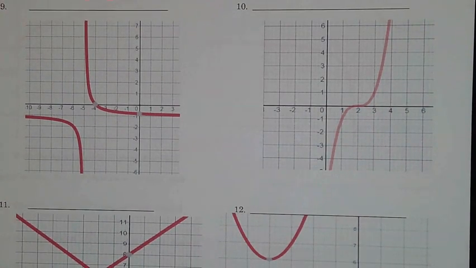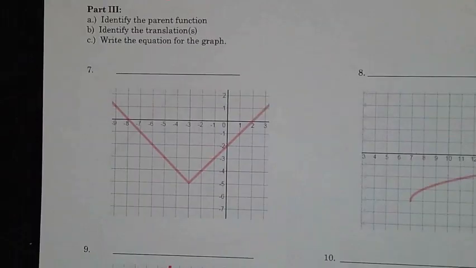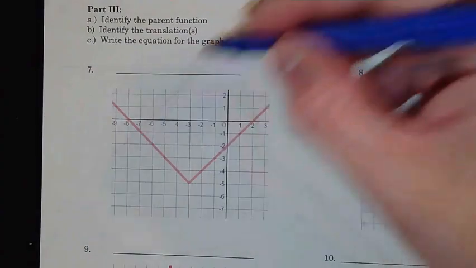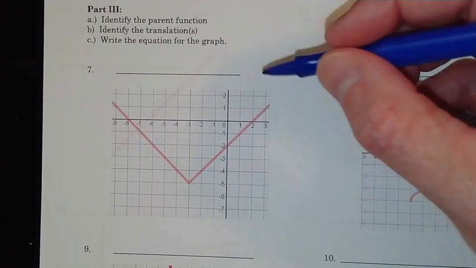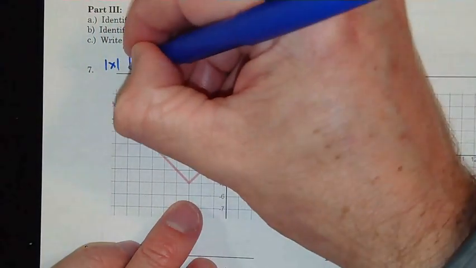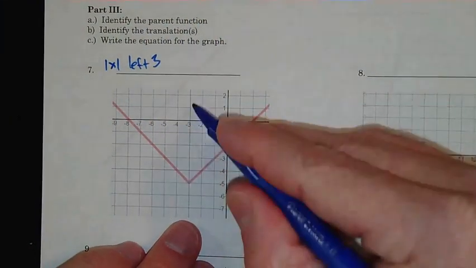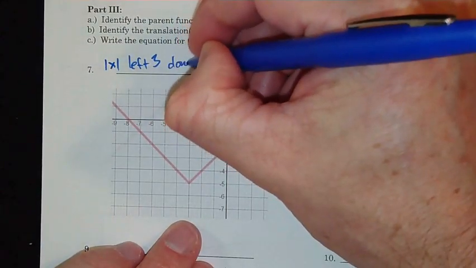Cruising along the next section here, we're just identifying the parent. So we've got a bunch of different graphs. Haven't done an absolute value graph yet, so let's do that one. Not a lot of space to write here, but I've got an absolute value graph. It has been moved to the left by 3, and that vertex has been moved down 5.